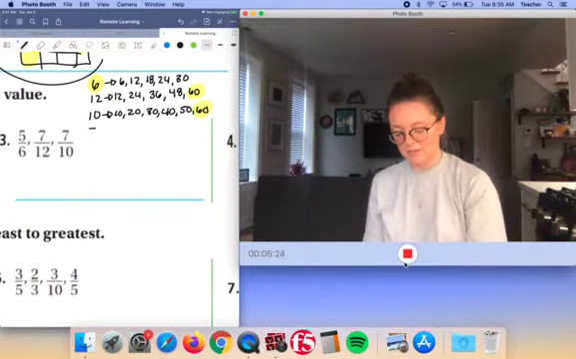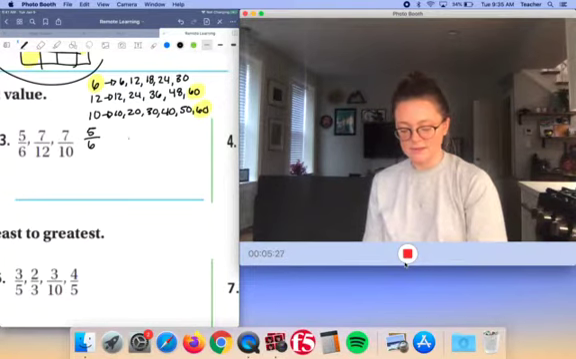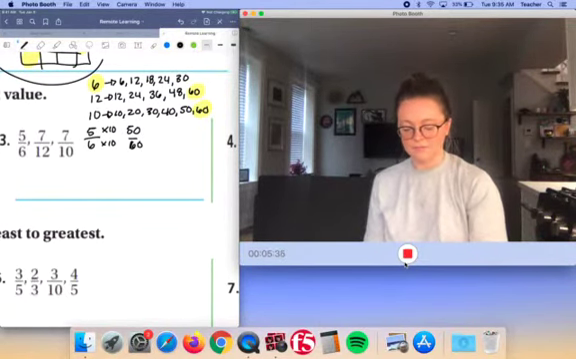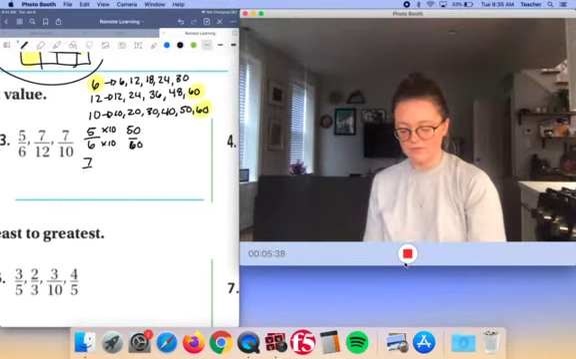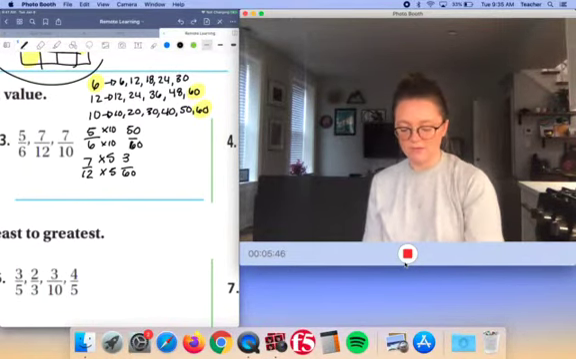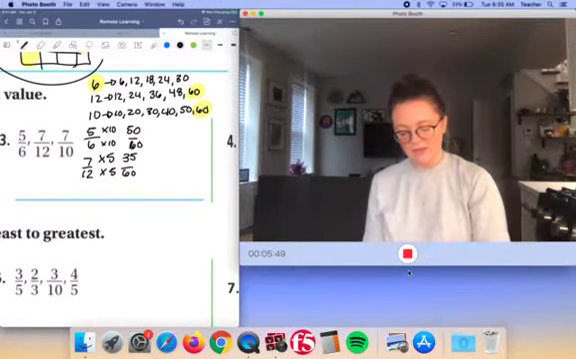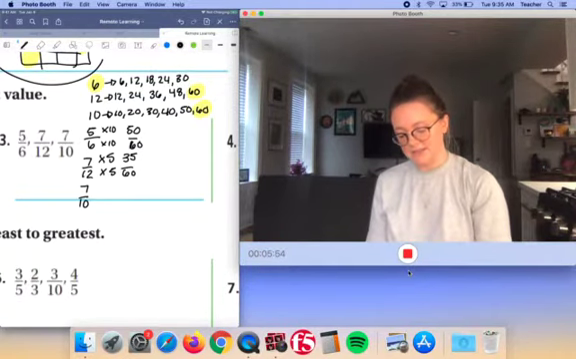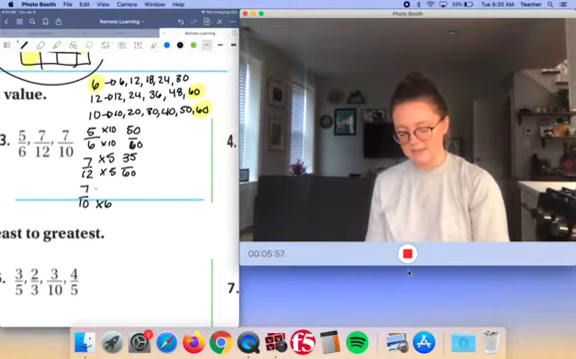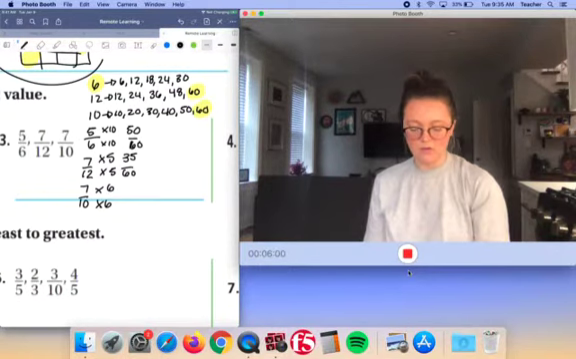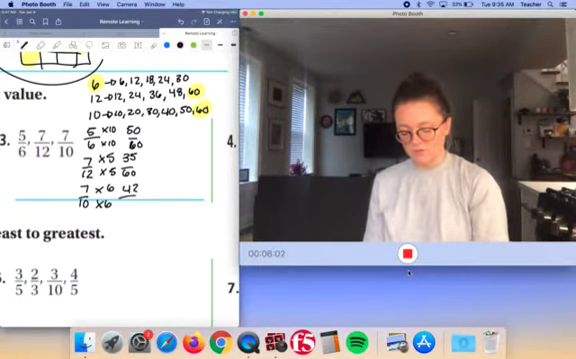So I'm going to do that. I'm going to do 5 over 6. And how do I get it to be 60 on bottom? I multiply it by 10. So I have 50 over 60. Then I'm going to do 7 over 12. What do I multiply 12 by to get 60? It's 5. So then I have 35 over 60. And then the last one I have is 7 over 10, which is, I'm going to multiply 10 by 6 and 7 by 6, which is 42 over 60.